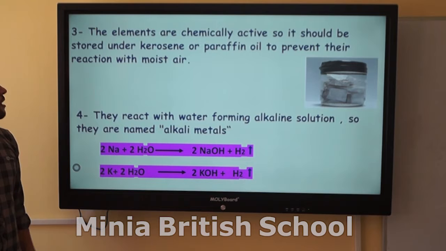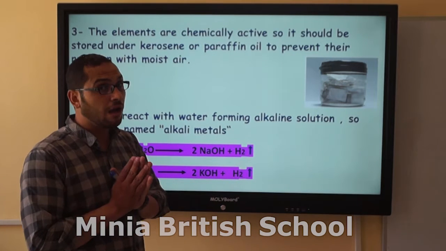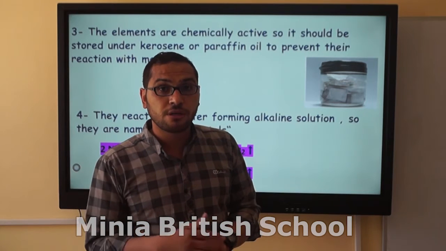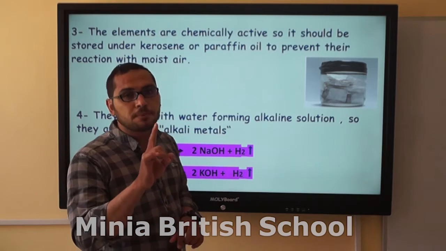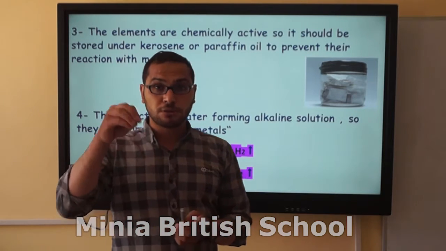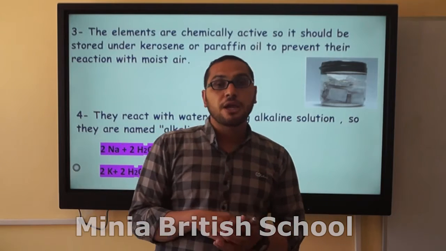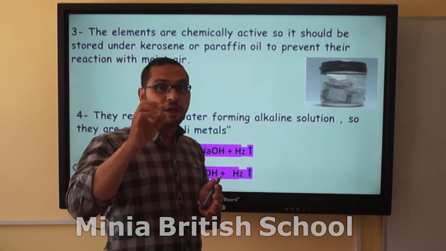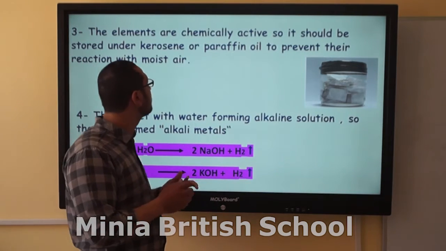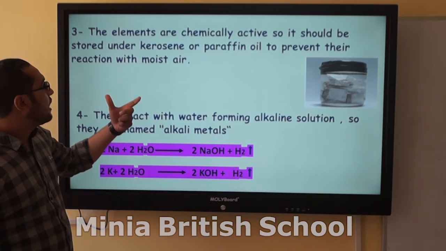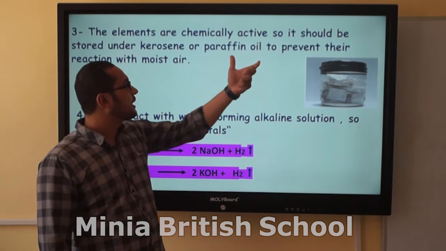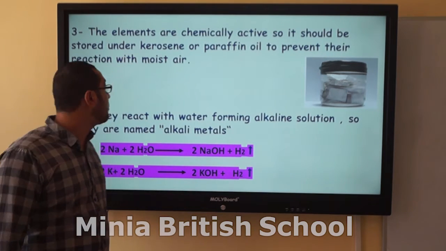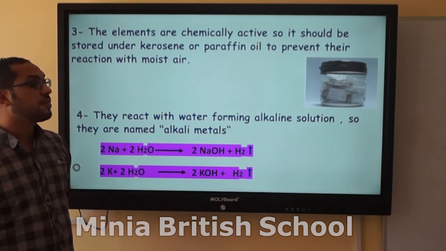The third one: the alkali metals are active elements, so they are kept under kerosene or paraffin oil, except lithium. Why? Because if you put a piece of lithium in kerosene, it will burn immediately. So lithium is kept under paraffin oil. The elements are chemically active, so they should be stored under kerosene or paraffin oil to prevent their reaction with moist air.